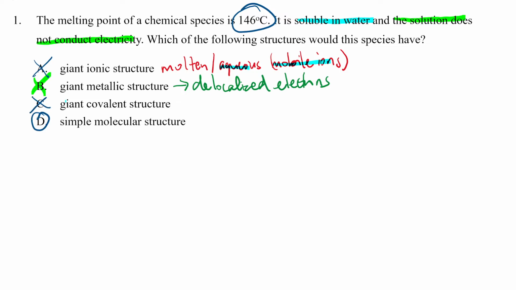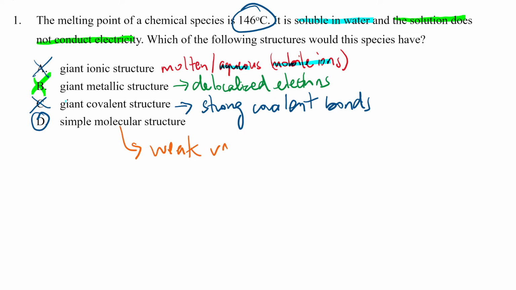For a giant covalent structure, because there's presence of strong covalent bonds, you need a large amount of energy to overcome them. Whereas in a simple molecular structure, you only have weak van der Waals force, so you only need a small amount of energy to overcome them. That's why the melting point is low. So the answer for this is D.